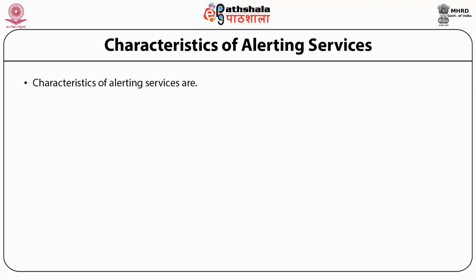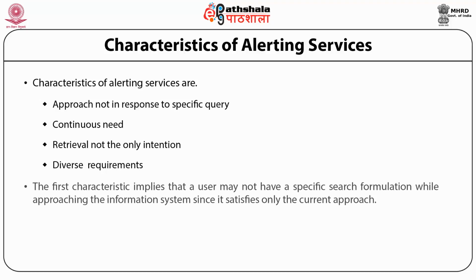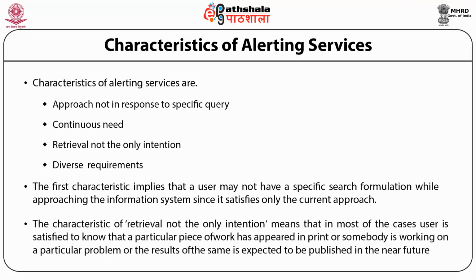Characteristics of alerting services are: approach not in response to specific query, continuous need, retrieval not the only intention, and diverse requirements. The first characteristic implies that a user may not have a specific search formulation while approaching the information system, since it satisfies only the current approach. The characteristic of retrieval not the only intention means that in most cases, the user is satisfied to know that a particular piece of work has appeared in print or somebody is working on a particular problem or the results of the same are expected to be published in the near future.